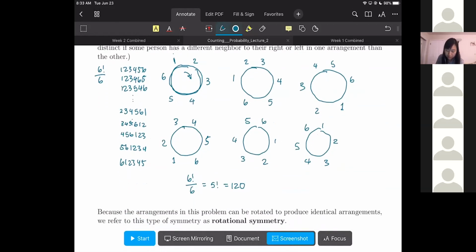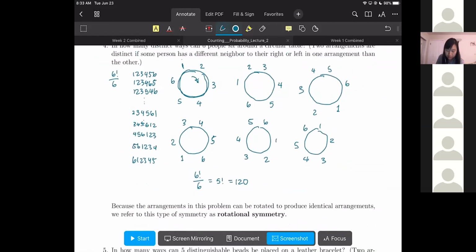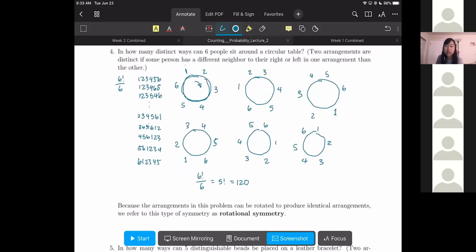And I had a note here, but basically because the arrangements in this problem can be rotated to produce identical arrangements, we call this type of symmetry rotational symmetry. So it's just a term you might see. Any questions?